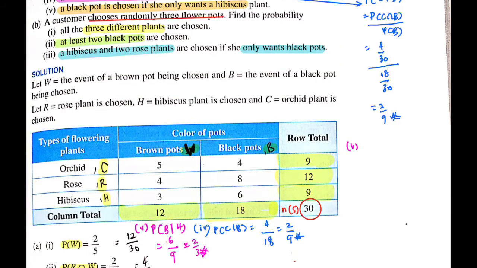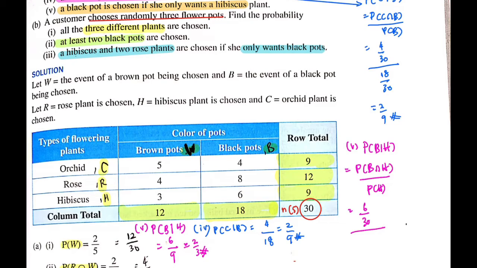You can also use the formula to solve part 5. Let me show you how to use the formula. Probability of B given H. So let's open up: probability B intersect H over probability H. So what is probability of B intersect H? Let's find B and H. The intersection is 6. So it is 6 over 30, because your number of sample space is 30.